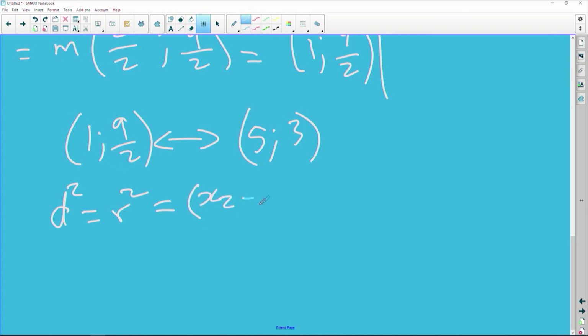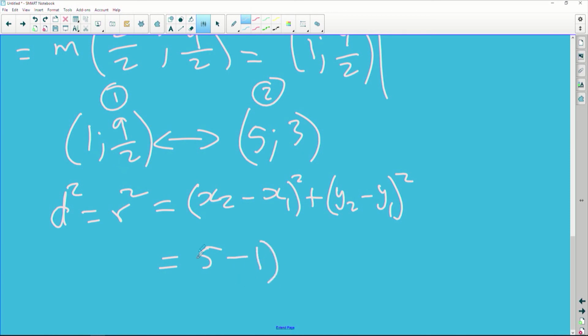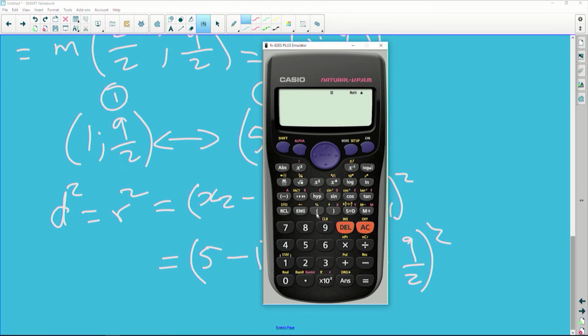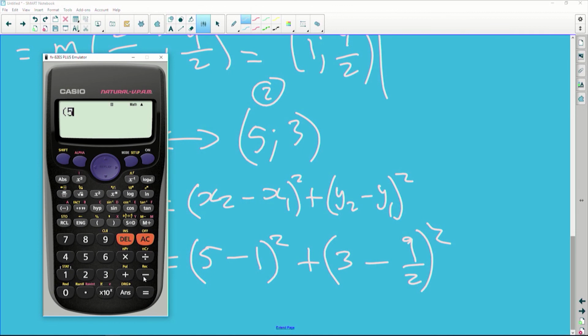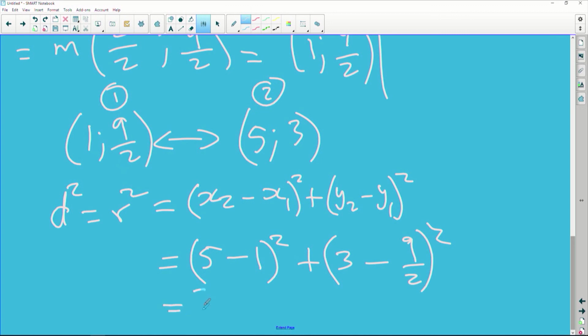It will be equal to x2 minus x1 all squared plus y2 minus y1 all squared. This is equal to, substituting the points, remember this is 2, that is 1. Remember to label them at all times, please. This is going to be equal to 5 minus 1 all squared plus, here I have y2 is 3 minus 9 over 2 all squared. So let's just plug all of this into the calculator and find our answer. So I will say I have 5 minus 1 all squared plus 3 minus 9 over 2 all squared, and this will give me 73 over 4. This is equal to 73 over 4.